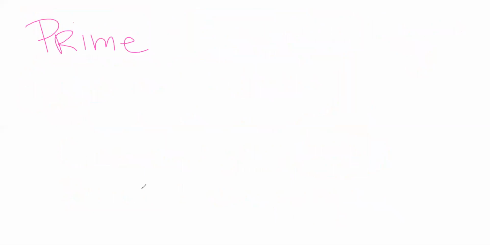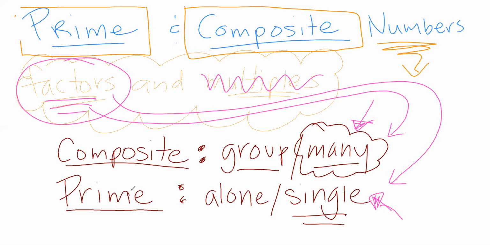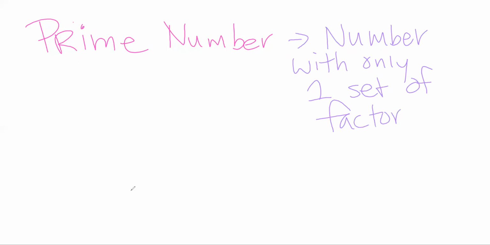I'm going to make prime happen. So prime numbers, I'm just going to define it and then let's explore some ideas. A prime number is a number with only one set of factors. Sorry, one set of factors, right? It has one set of factors. That's it.